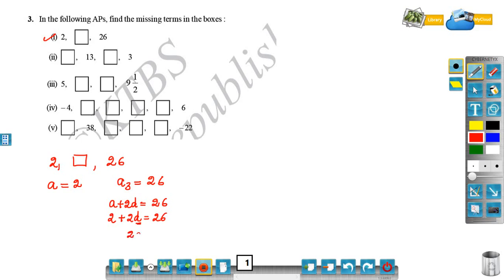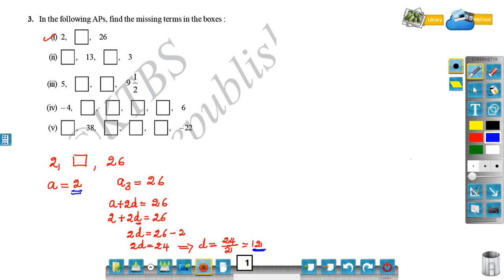Now, 2d is equal to 26 minus 2, that is 2d is equal to 24, that implies d is equal to 24 by 2, that is 12. So, we got the value of d, that is 12, and we have value of a, that is 2.